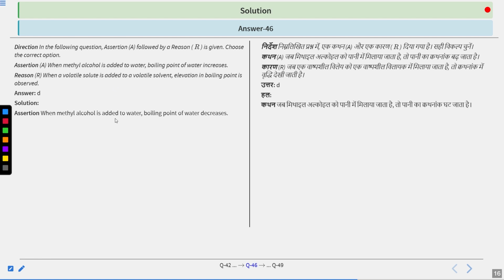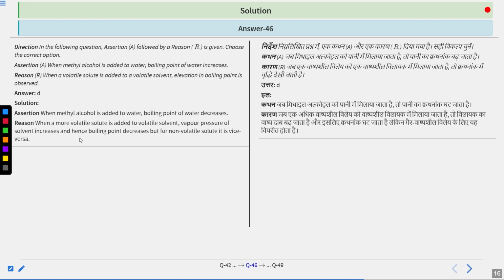So the assertion said that when methyl alcohol is added to water, boiling point of water increases. The reason is given that since your alcohol is more volatile and you are adding it to a less volatile solvent, the vapor pressure of the solvent increases due to Raoult's law, and hence boiling point of water decreases. For a non-volatile solute, it will increase the boiling point. But for a volatile one, the boiling point will decrease. Clear? Okay.